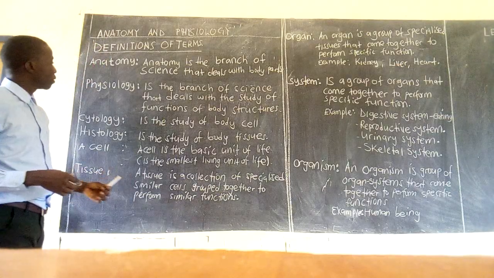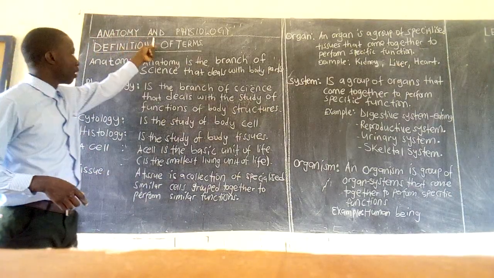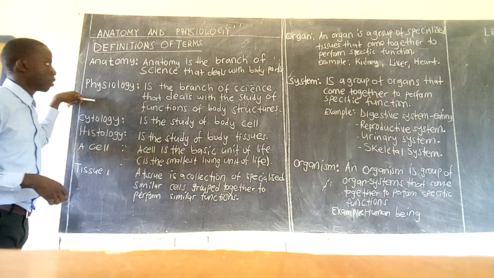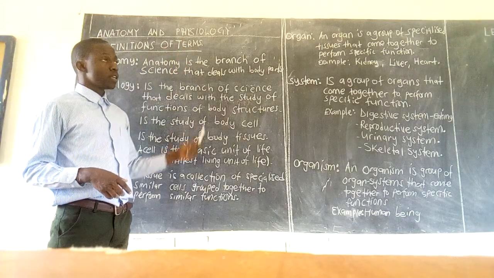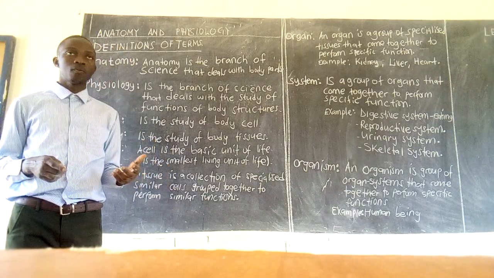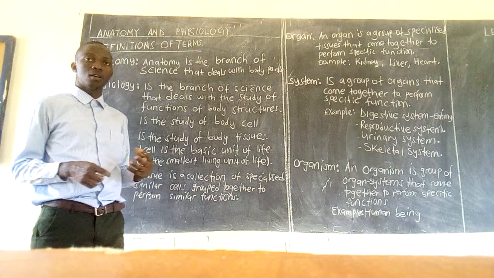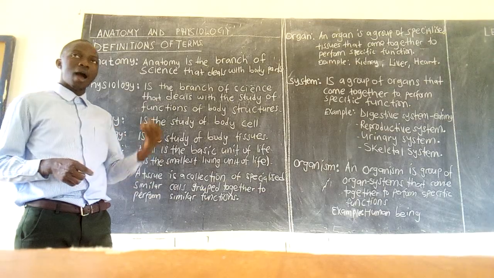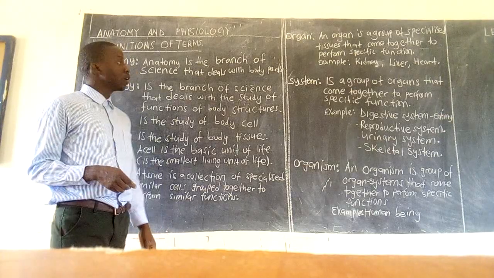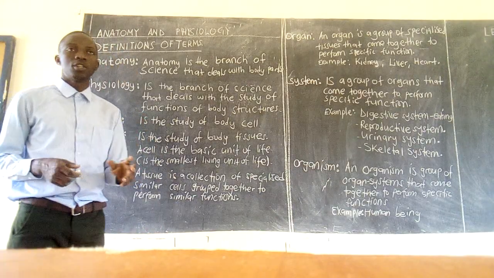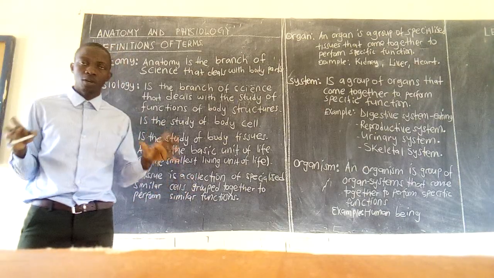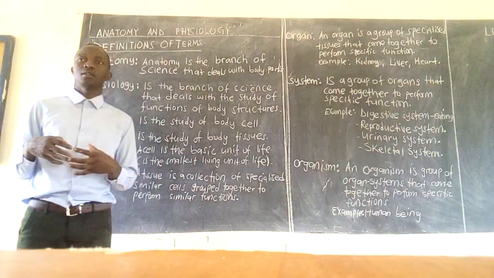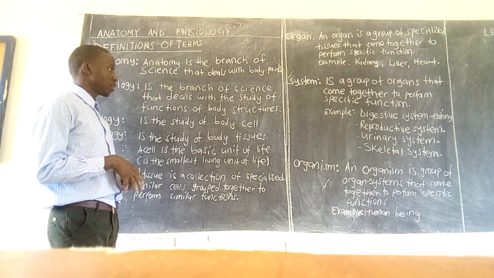So, if you are to define anatomy and physiology, you are combining the words, meaning anatomy and physiology is a branch of science that deals with the study of human body structures and their functions. That is anatomy and physiology. Meaning, we shall be studying the various body parts, the various body structures, and relate them to their functions. I hope we're clear there.